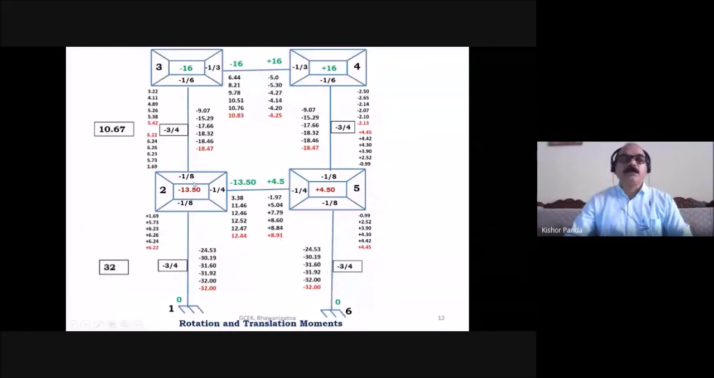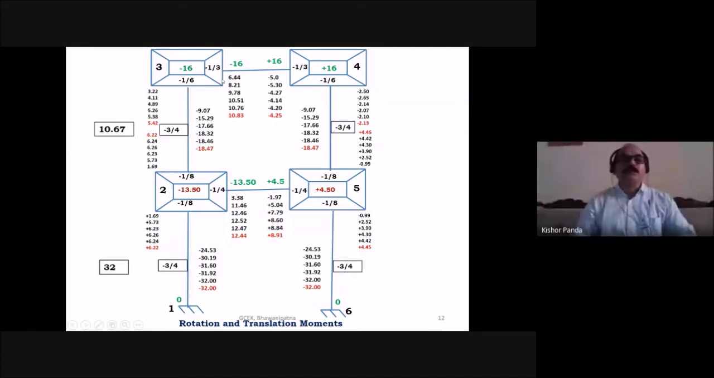Now joint 2 is over, joint 5 is over, joint 4 is over. Then you have to go to joint 3. Similarly at joint 3, how many members meet? 34 and 32. The 34 member and the 32 member meet. These are the rotation factors, and here also you have to find the near end rotation moment. M-34 is this one, and M-32 is this one. You have to find this.